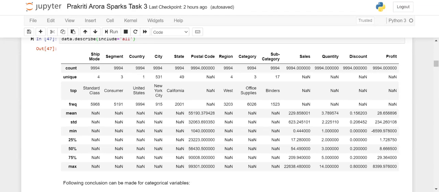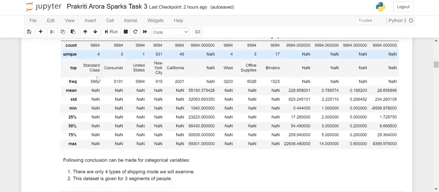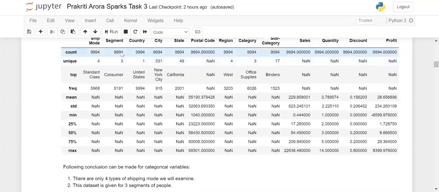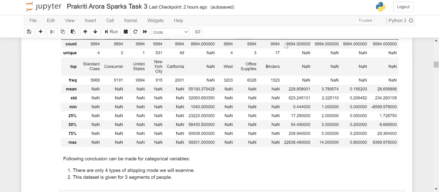Now here we have the ship mode, segment, country, city, state, postal code, region, category and subcategory. We have sales, which we saw in the above table. From the ship mode column, we can see that there are four types of ship mode we'll be examining, and also there are three unique segments. Categories, we have three categories. And subcategories we have 17.